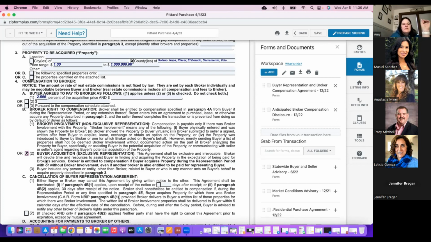All right. There we go. Buyer includes any person or entity other than the broker related to the buyer or who in any manner acts on buyer's behalf to acquire property described in paragraph 3.